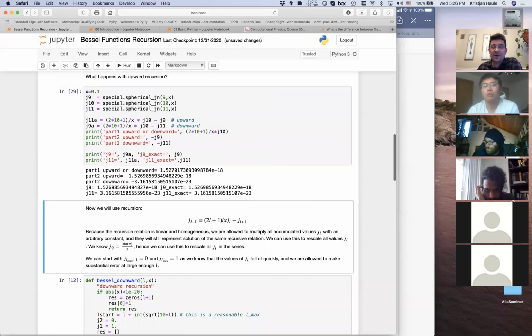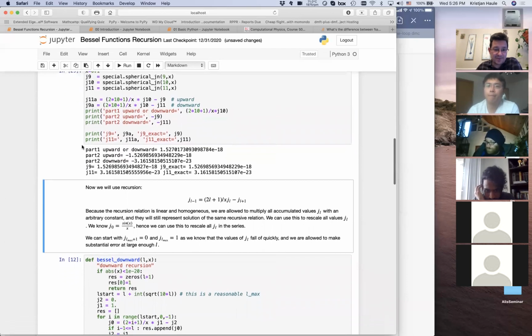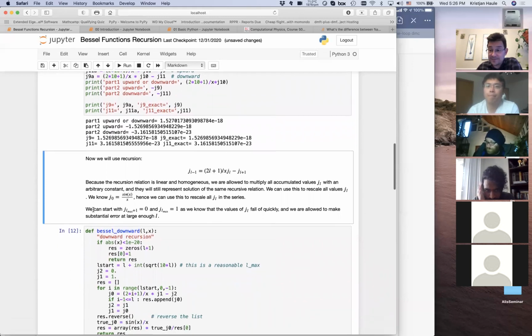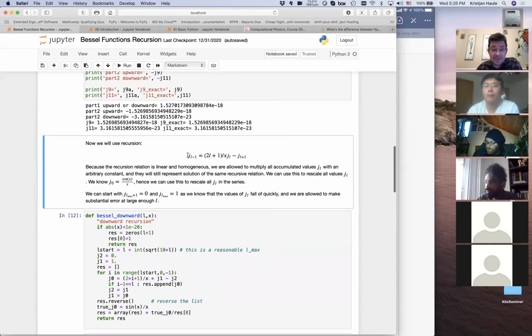Now, how do we do downward recursion? That's a little bit tricky. It's the so-called Miller algorithm. So downward recursion, of course, is just that we calculate the smaller L from L and L plus 1. We calculate J_{L-1}. But how do we start? Because the recursion relation is linear and homogeneous. Linear means that we don't have any squares of J_L here or cubes or anything non-linear, so they're all linear terms. And the other important thing is that it's homogeneous, which means that you don't have any particular constant added.